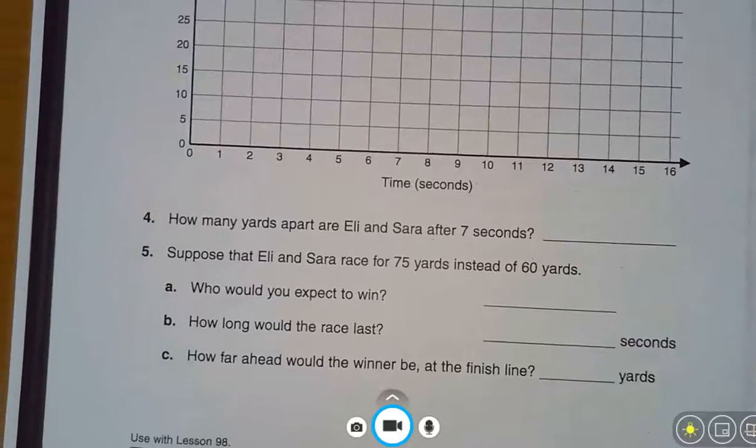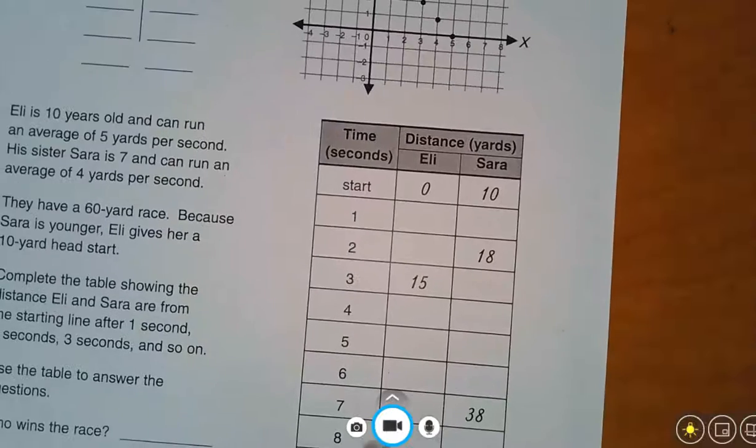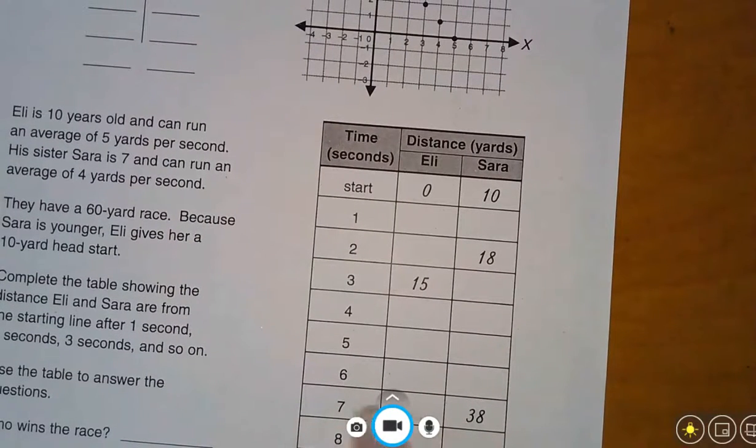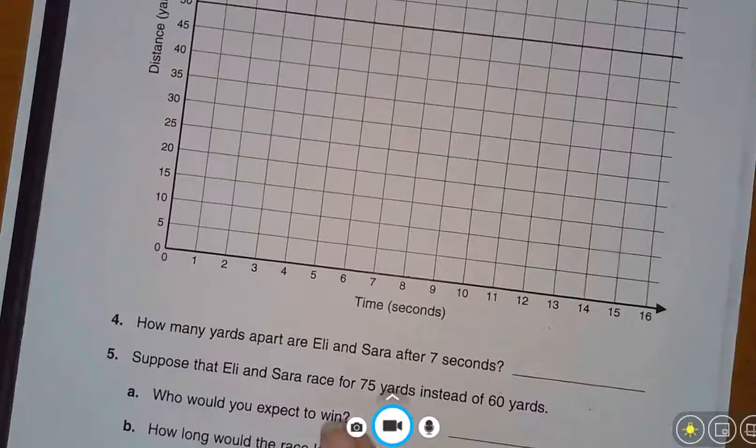Finally, you have a few more questions. You can use the graph to answer the questions, or you can use the chart. The chart might be a little bit easier because the question was, how far apart are Eli and Sarah at 7 seconds? It's easier to use the numbers and say, how far apart are the numbers, I don't know, 10 and 38? Oh, well, they're 28 yards apart. So you would subtract these 2 numbers.